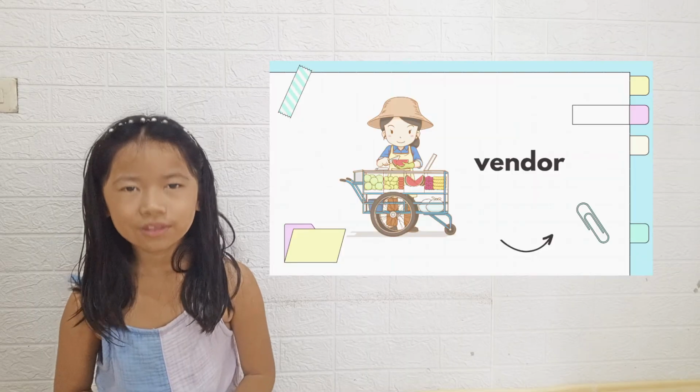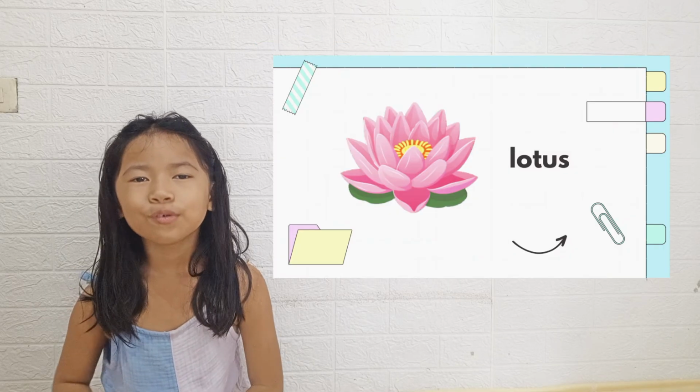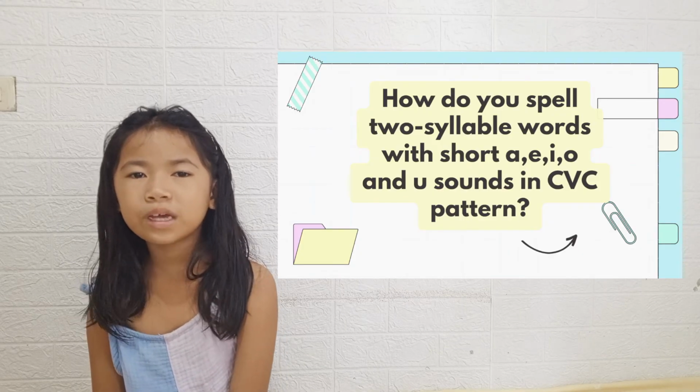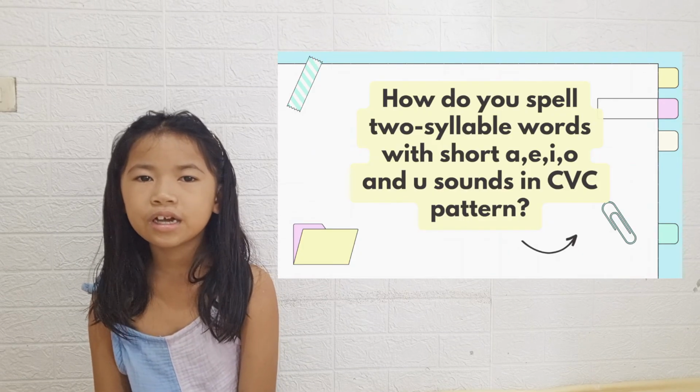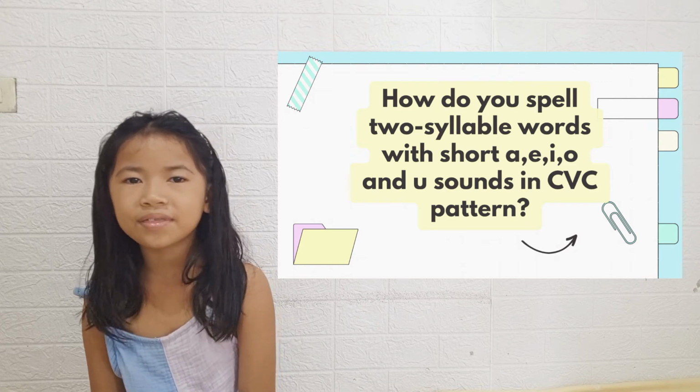The following pictures have two-syllable words with short E, A, I, O, and U sounds in CVC pattern. First, vendor. Next, basket. Next, lotus.